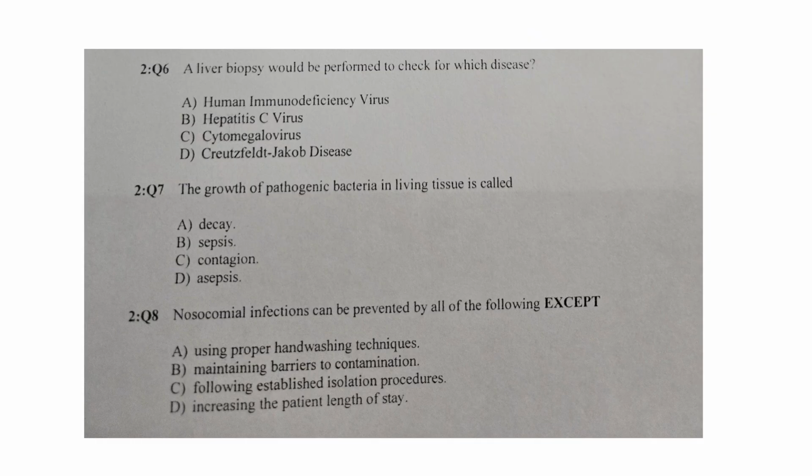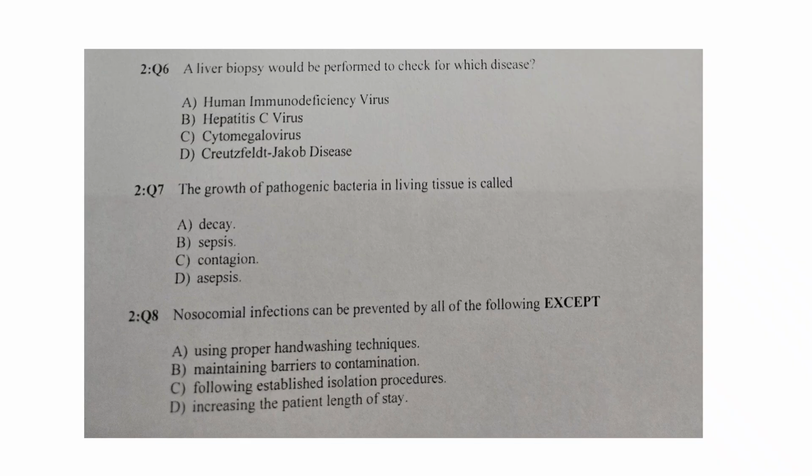Question 6. A liver biopsy would be performed to check for which disease? A, human immunodeficiency virus. B, hepatitis C virus. C, cytomegalovirus. Or D, Creutzfeldt-Jakob disease. The correct answer is B. A liver biopsy would be performed to check for hepatitis C virus. All right.